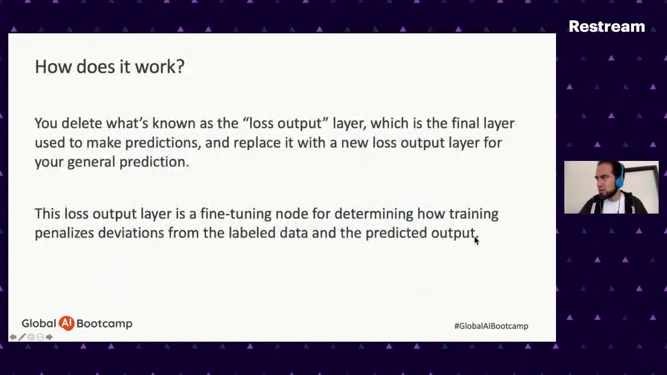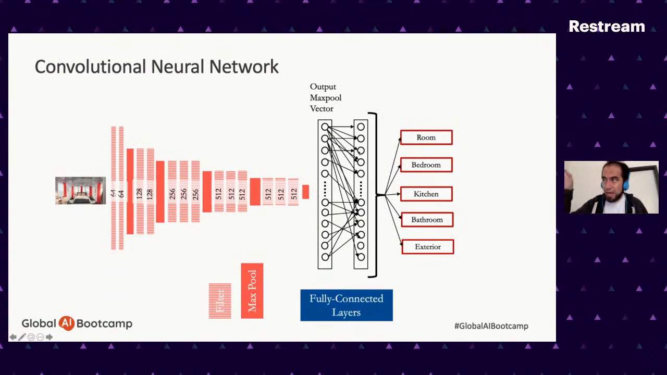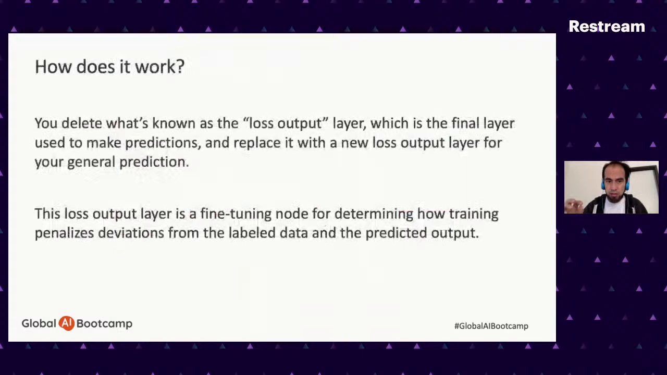If we go technical, how does it work? In transfer learning, we first train a base network on a base data set and task. You delete the last output layer. If you remember this image, we delete the last layer that identifies some specific classes. We replace that one with a new one for generalizations. This output layer is fine-tuned to determine the new labels or to predict this output.